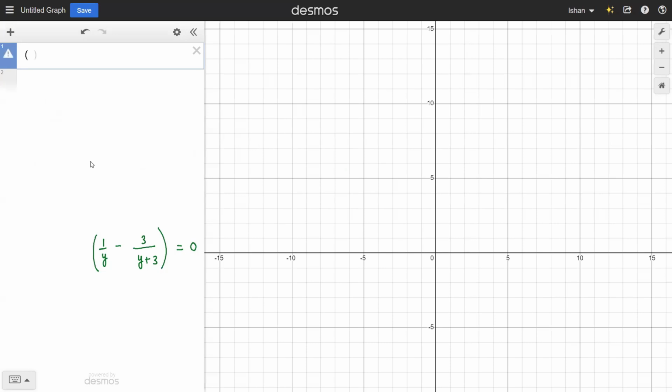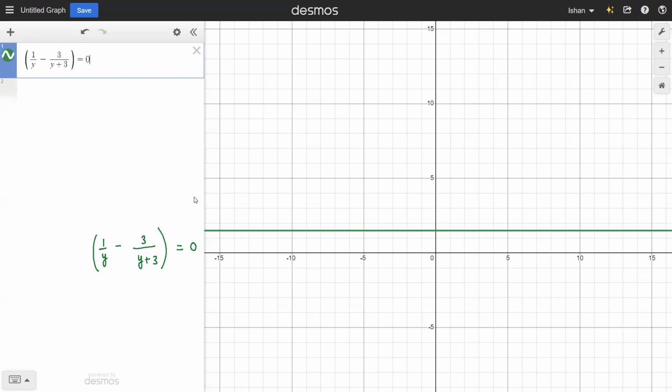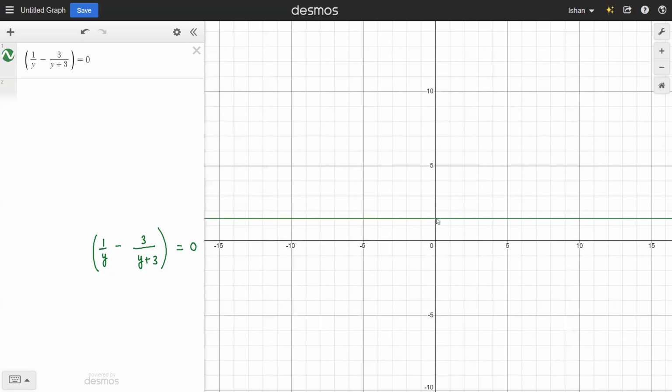So let's graph this. I'm writing 1 divided by y minus 3 divided by y plus 3, which is equivalent to 0. You will see the value of y is not being given. I'm not able to see the value of y at this point, right? So that is the limitation of Desmos that I'm trying to say. If you want to compute the value of y, you need to distort this equation.